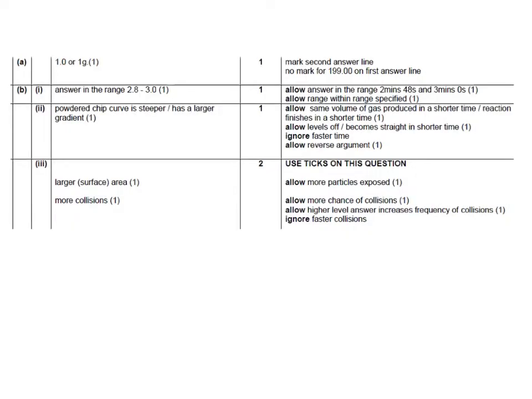And just confirming the answers, the 1 gram from the table, the answer in the range of 2.8 to 3.0, I made it around 2.9 minutes. That the powdered chip curve is steeper, or has a higher gradient, and that the powder has a larger surface area, so you've got more collisions, or more frequent collisions, or more chance of collisions.